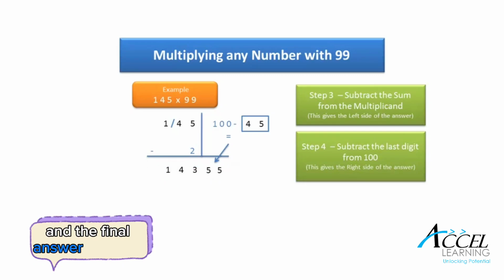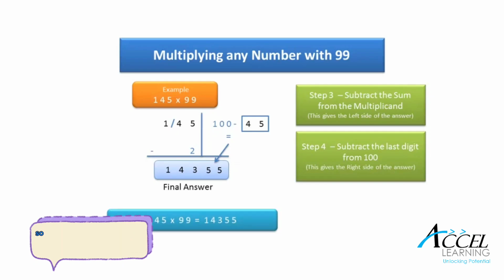And the final answer is 14,355. So 145 times 99 is 14,355.